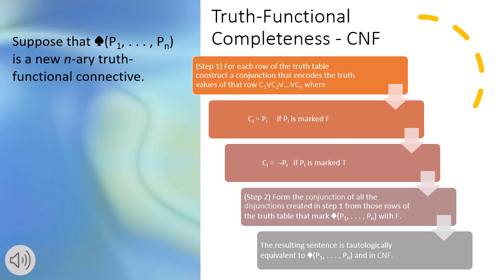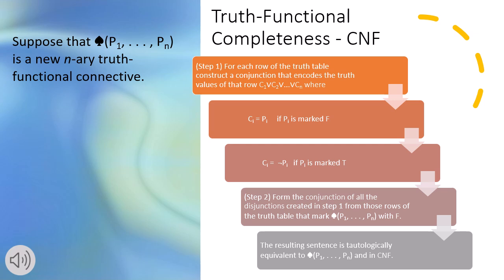We have that same spade n-ary truth functional connective that we've introduced with the truth table. Now, in step one, instead of forming a conjunction, we form a disjunction to encode the information in the truth table. But we encode it in the reverse order that we had before. So if an atomic sentence PI is marked as an F, we now let CI equal PI. Where previously we would have marked it with a negation.